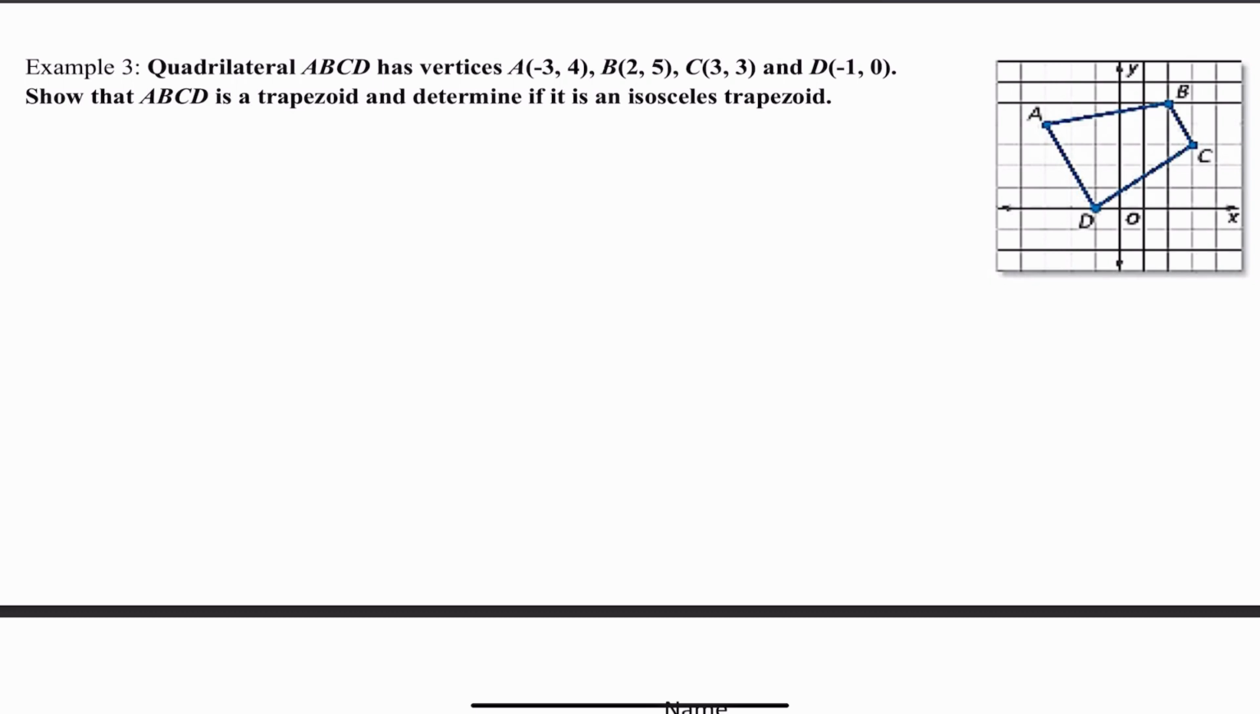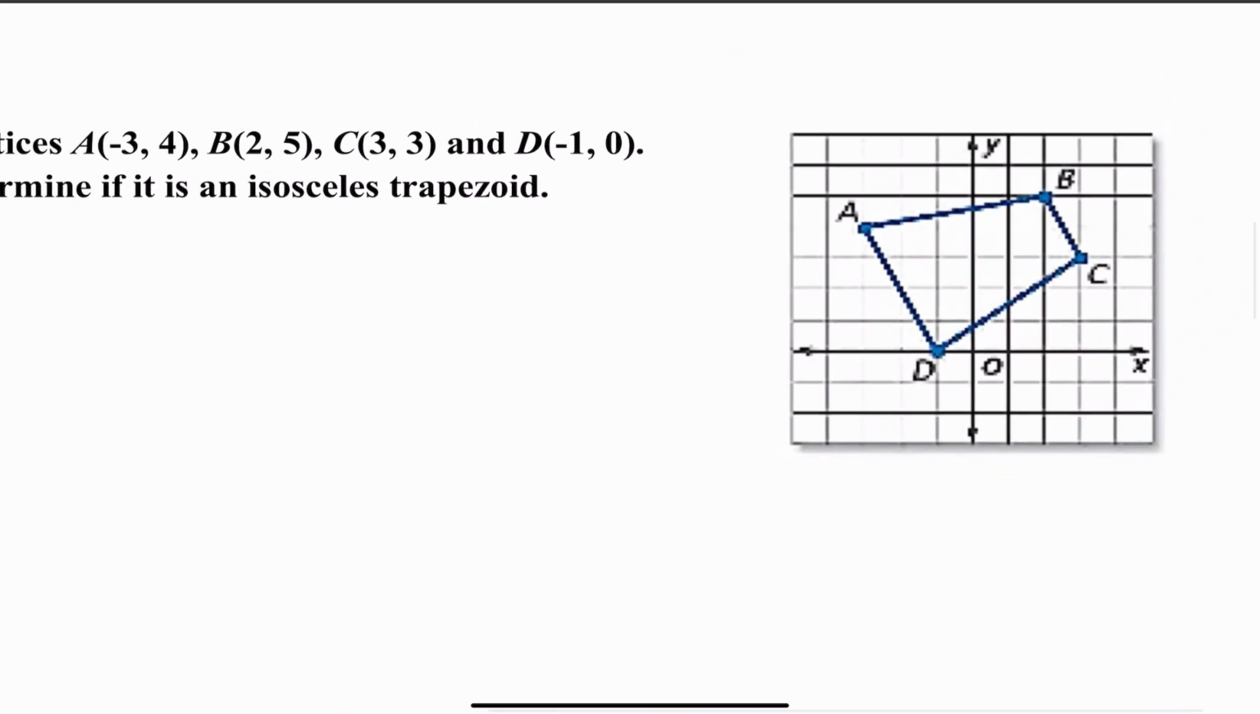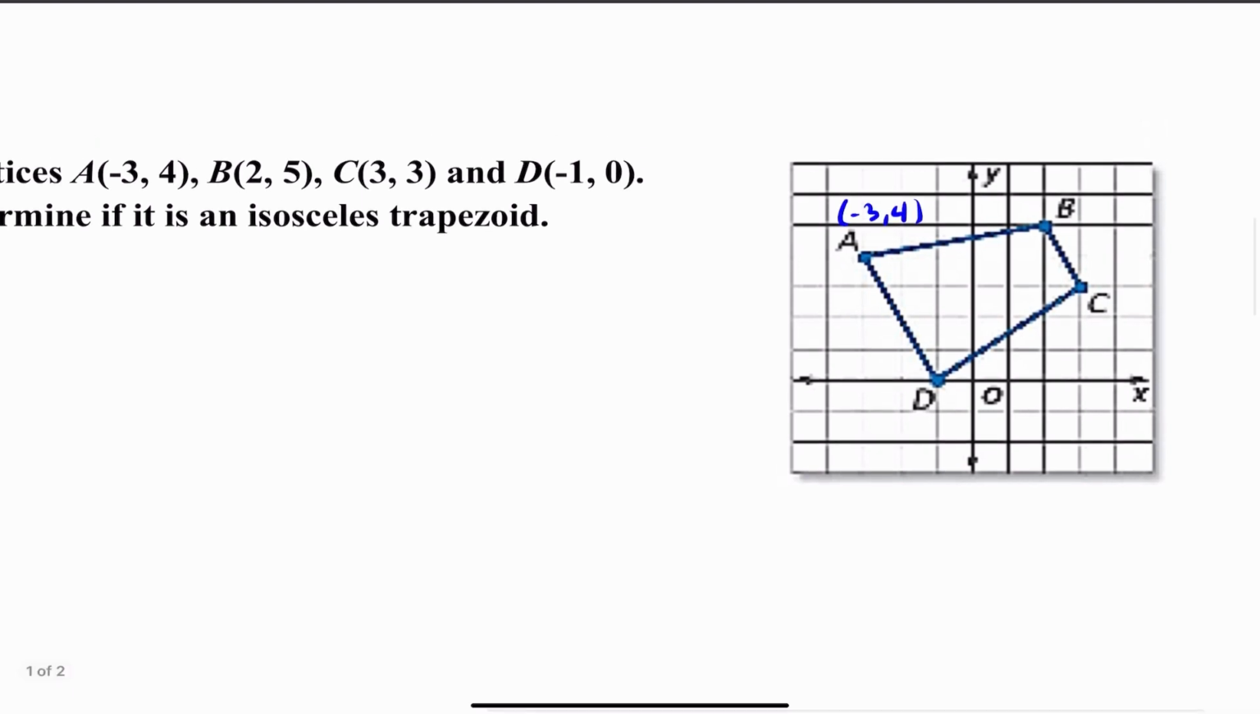Alrighty, so let's go ahead and take a look at example 3. Quadrilateral ABCD has vertices A, B, C, D, those points. Show that ABCD is a trapezoid and determine if it's an isosceles trapezoid. Okay, so I'm going to take a look at this picture that we have here. I'm going to label those points: A is -3, 4, and B is 2, 5. C is 3, 3, and D is -1, 0.